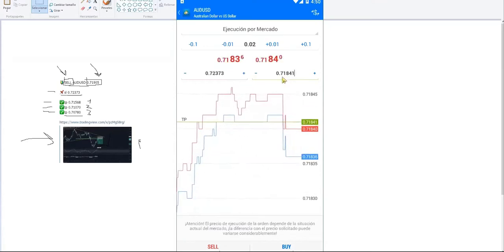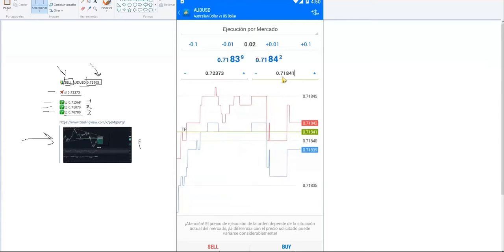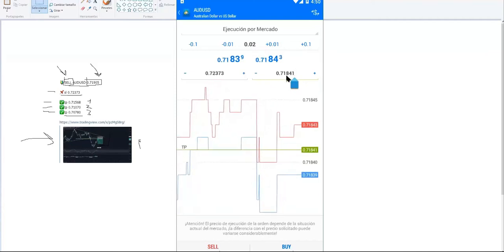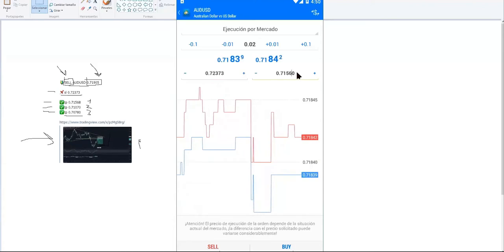Later on, in the next videos, we'll be explaining how to trade 3 times without risking that much. So we're going to change the take profit. We're going to put 71,568, which is the first number of take profit.